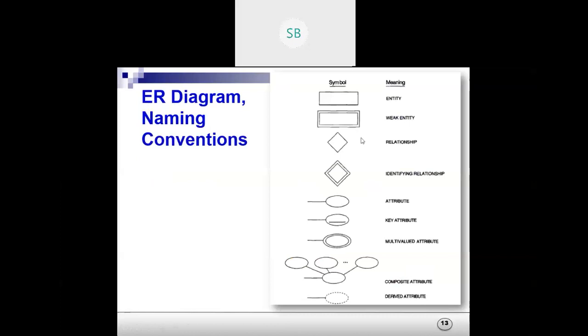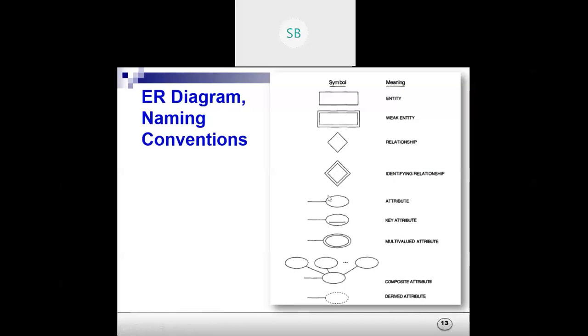So you can see this is the entity. An entity is represented by a rectangle. A weak entity won't have a primary key of its own, and it is represented by a double rectangle. A relationship is represented by a diamond shape. Then an identifying relationship, or the weak relationship, is represented by a double diamond symbol.